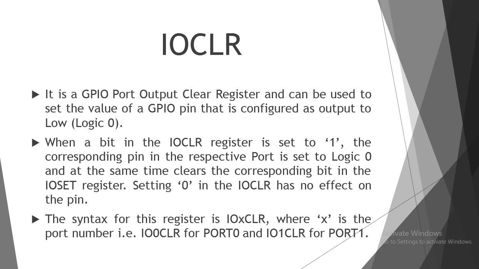Let's discuss the IOCLR register. It is a GPIO port output clear register and can be used to set the value of a GPIO pin that is configured as output to logic 0. When a bit in the IOCLR register is set to 1, the corresponding pin in the respective port is set to logic 0 and at the same time clears the corresponding bit in the IO SET register. Setting 0 in the IOCLR has no effect on the pin.